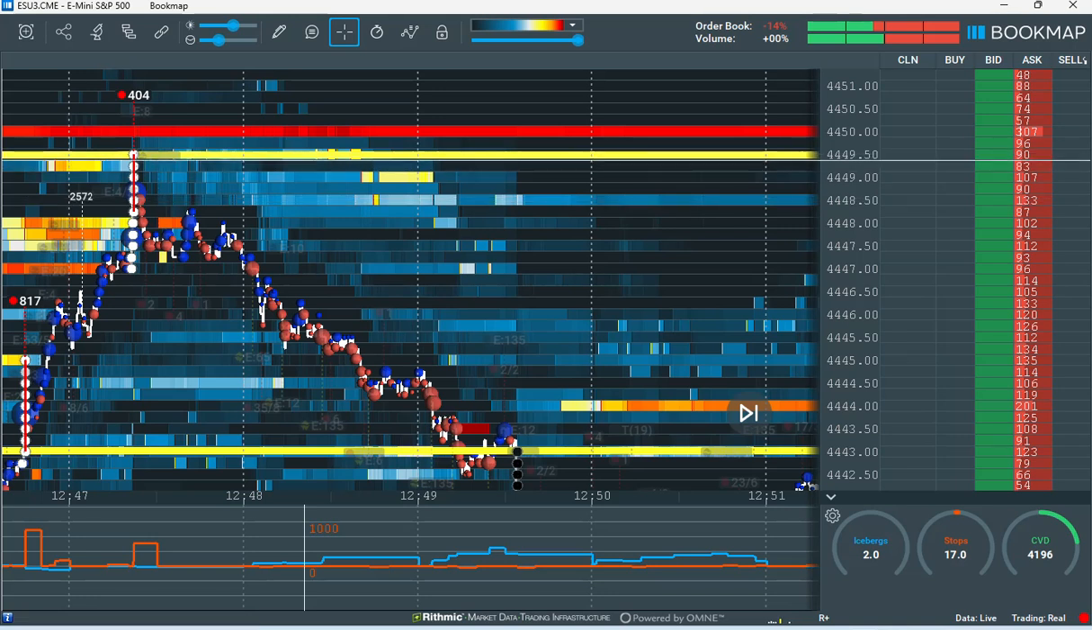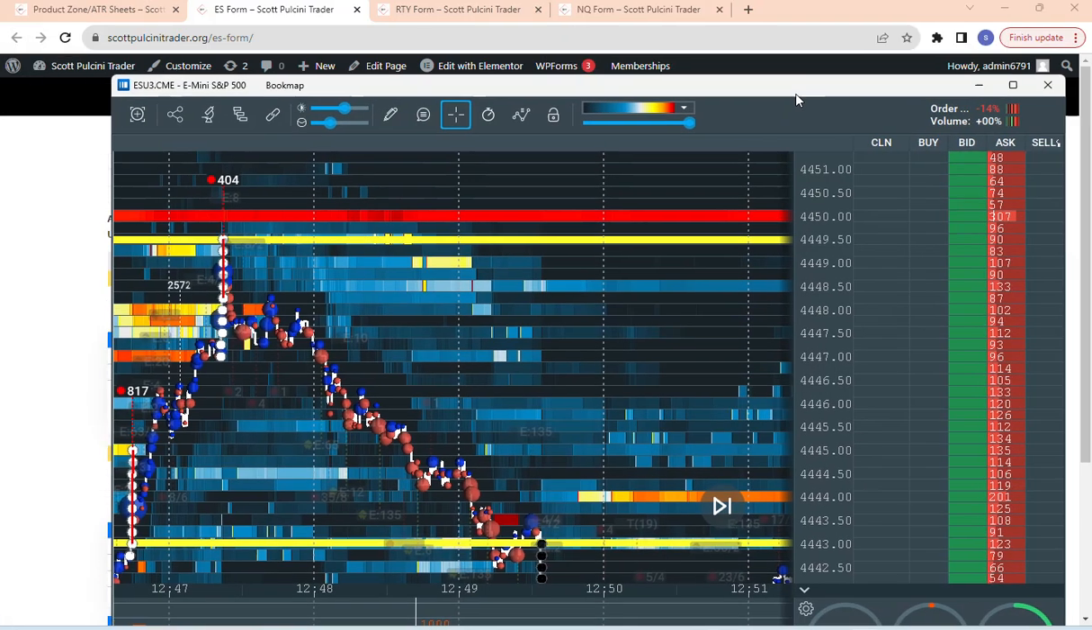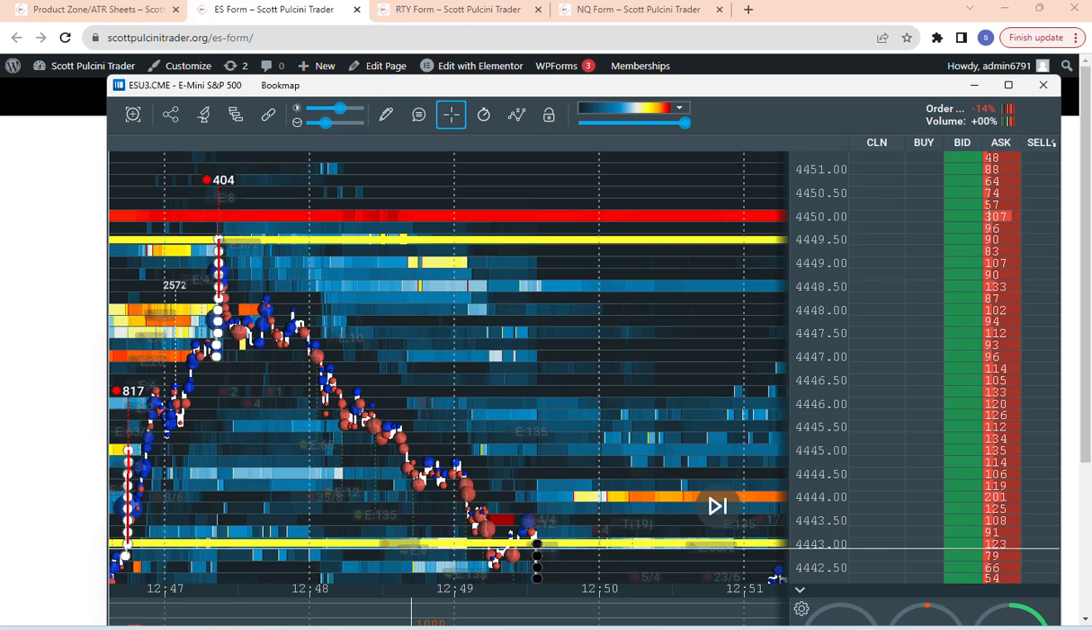So the top of the zone is 4449.50. So you come into the spreadsheet, you enter in the top of your zone here. Whoops, sorry, that's for the ATR. We'll get to that in a second. 4449.50 is the top of your zone. Bottom of the zone is 4443.